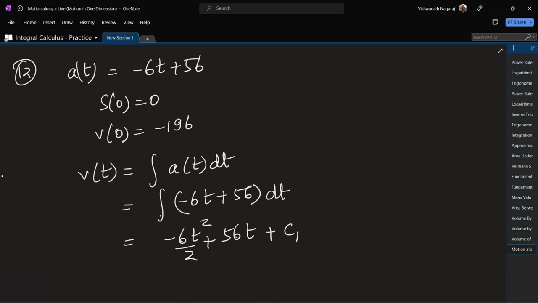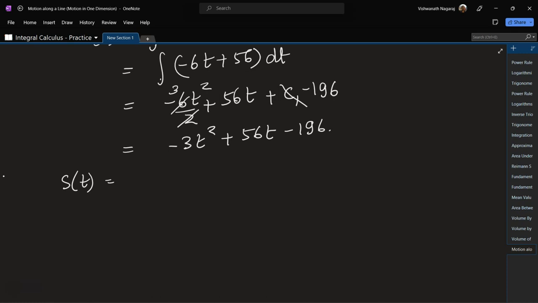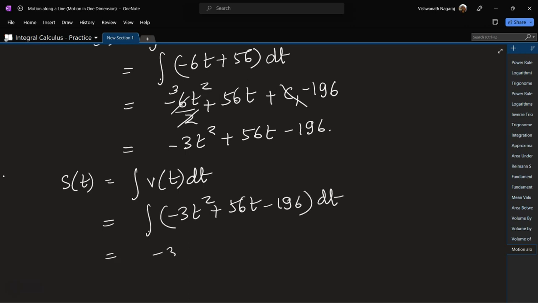Now V of 0 is minus 196. So this will become minus 196. 2 threes. So we have minus 3t square plus 56t minus 196. Okay, now S of t is going to be the integral of V of t dt, which is equal to the integral of minus 3t square plus 56t minus 196, which is minus 3t cube by 3 plus 56t square by 2 minus 196t plus C2.